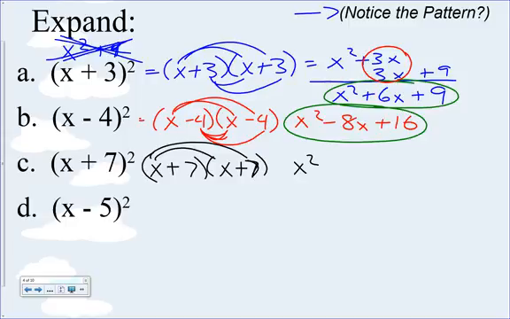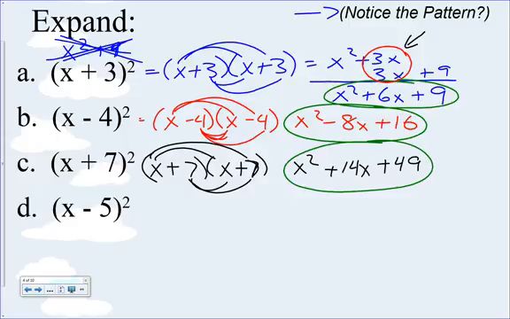X times 7 is 7x. And if I do this one, that's another 7x. But now I can add them just like I did way back here. So that's going to be 14x. And then 7 times 7 is 49. The way I'm kind of doing these is trying to highlight the pattern without saying it out loud.